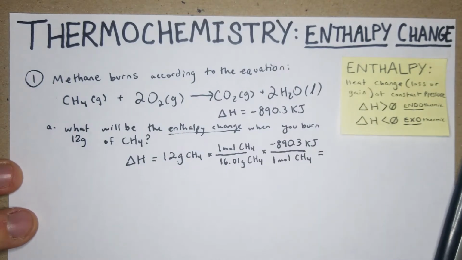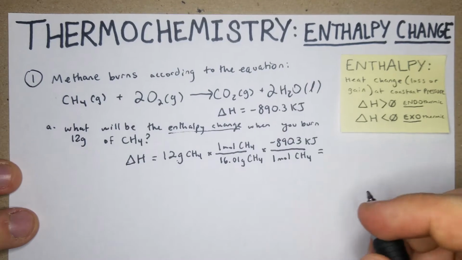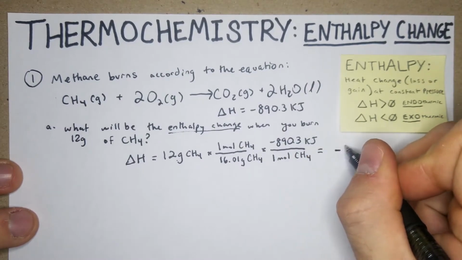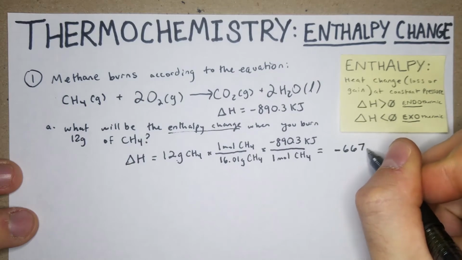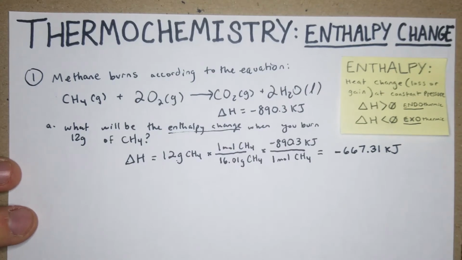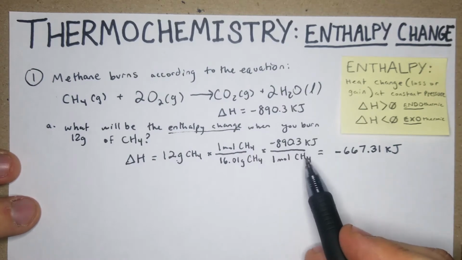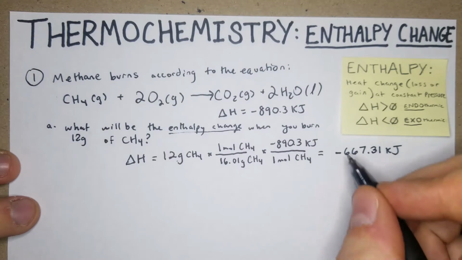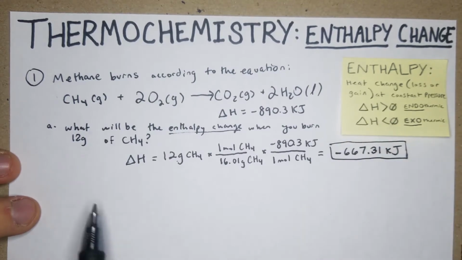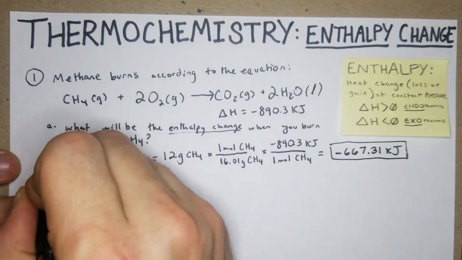That's going to be 12 times negative 890.3, and then that's divided by 16.01. We have negative 667.31 kilojoules. In this case, it's definitely relevant to include what's negative and what's positive. It really always is, but here it's pretty relevant, and we'll see why in a moment. So that is our answer: we've solved what the enthalpy change will be when you burn 12 grams. Okay, so we'll keep going from there.